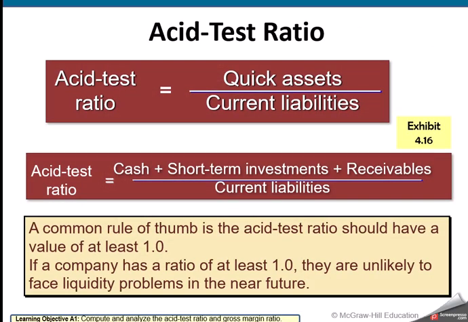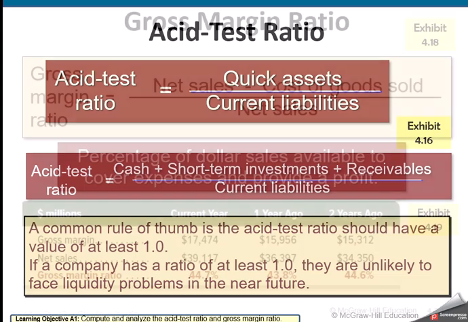Then we have a couple ratios. We have the acid test ratio, and that's our quick assets divided by our current liabilities. Our quick assets are things that quickly turn into cash: cash, short-term investments, and receivables, and then divide that by current liabilities. We do not include our inventory or our prepaids, because those cannot be quickly converted into cash.